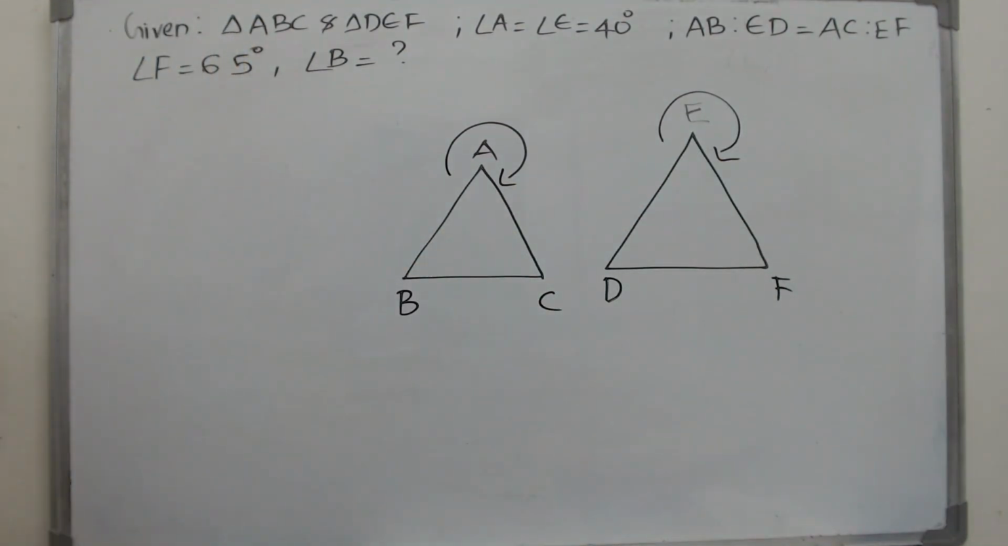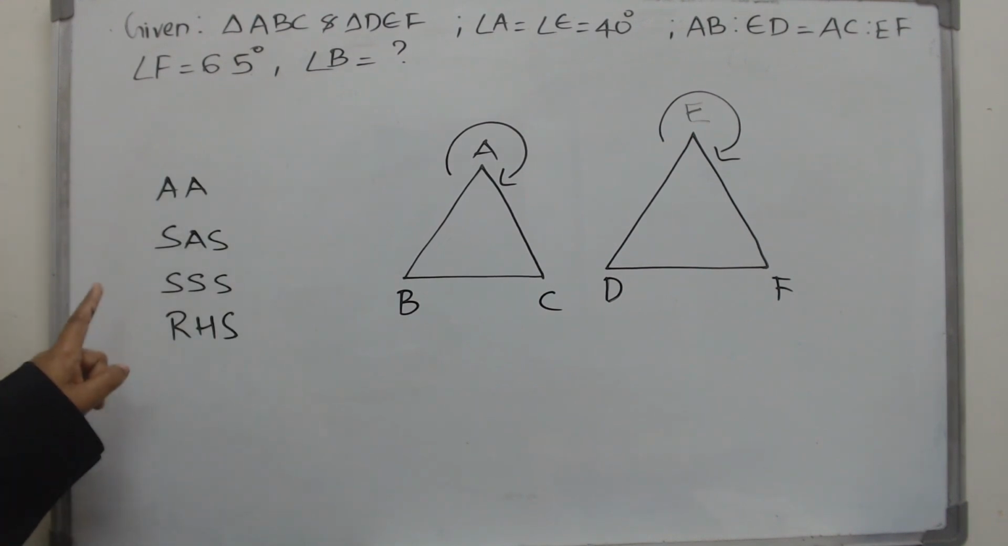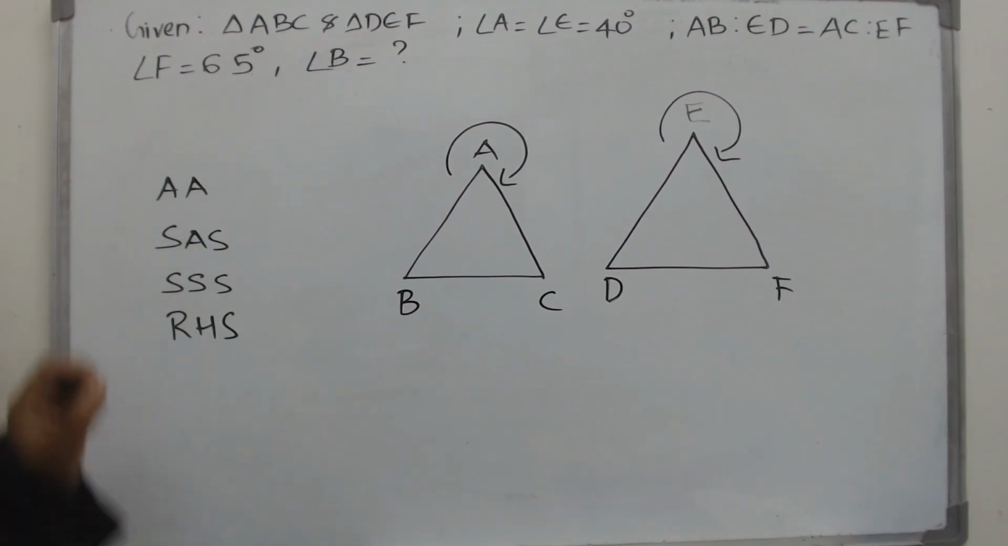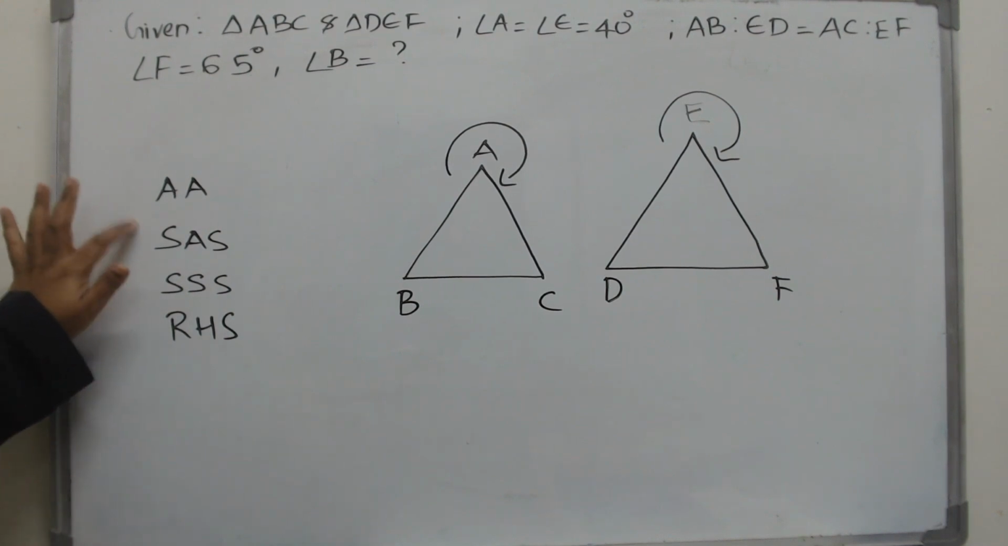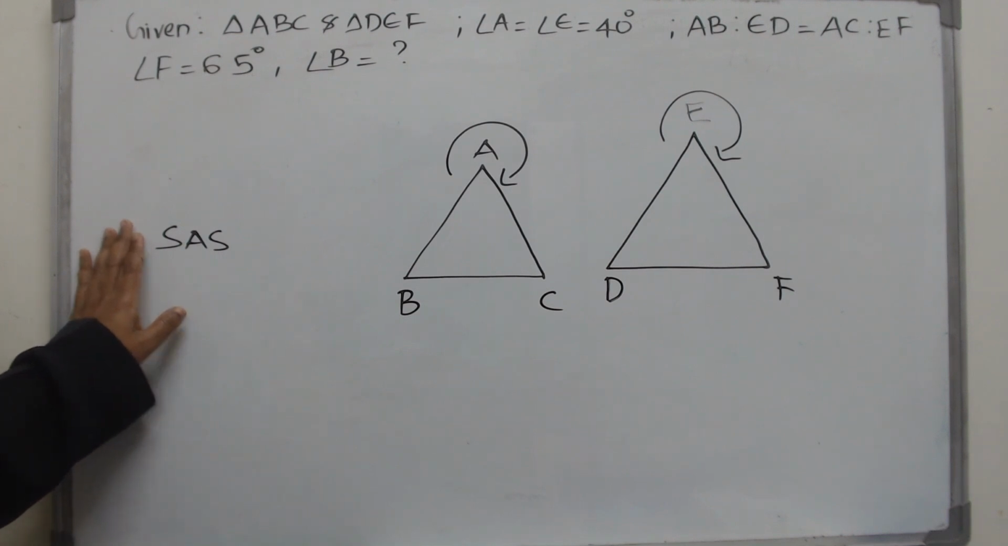Now, what all ways can you prove similarity? Now, these are the 4 criteria. One will help us solve this. Now, which one do you think it is? It will be SAS, right? For us to apply the SAS criterion, what all conditions should be satisfied?